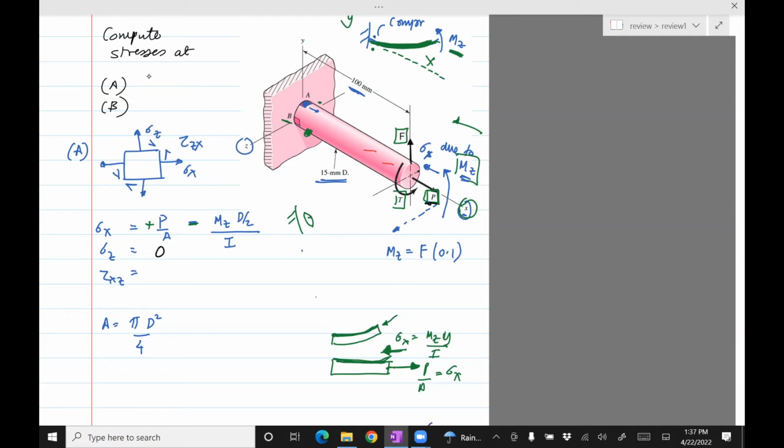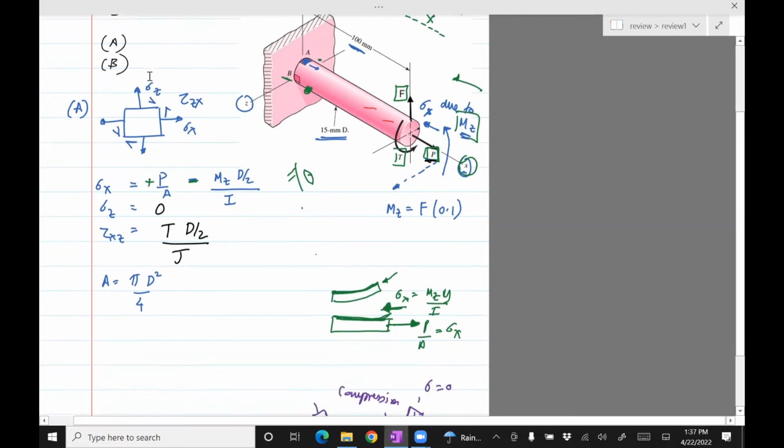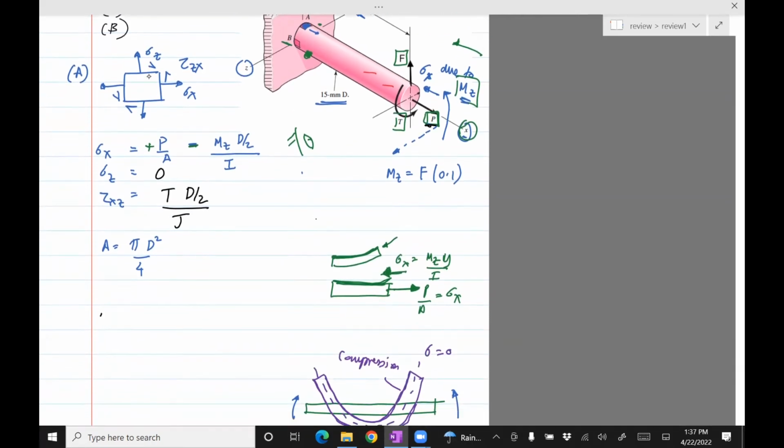And tau xz is going to be only due to torque. It's going to be T times the radius, so radius is d divided by 2, divided by J. I should put the values of J and I. J is twice I, and that is pi d raised to 4 divided by 32.